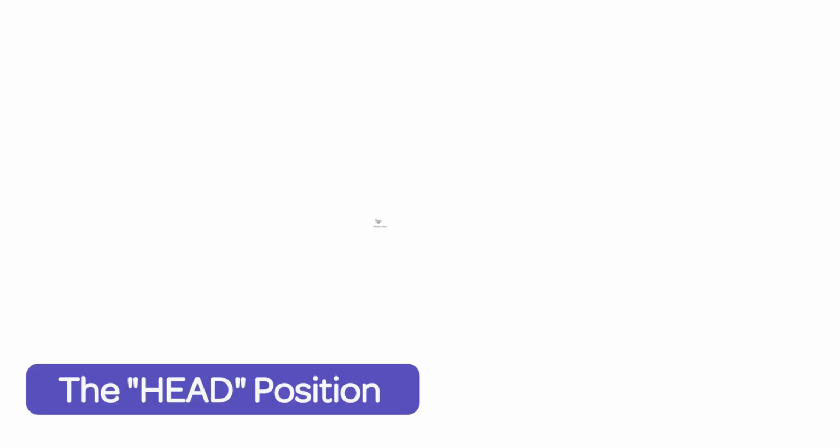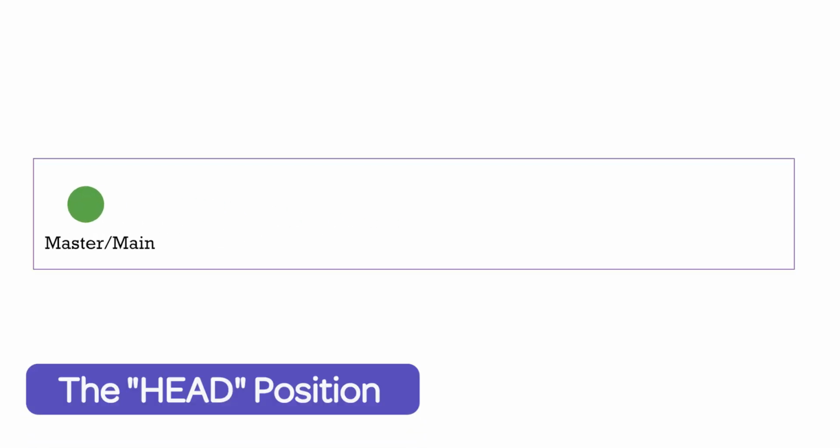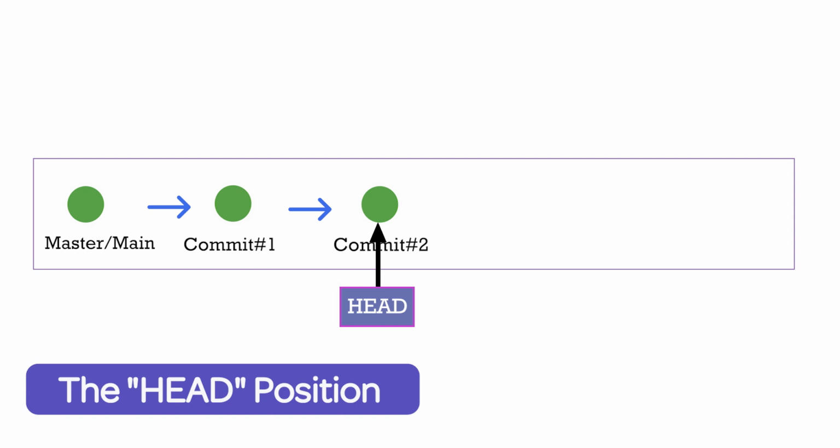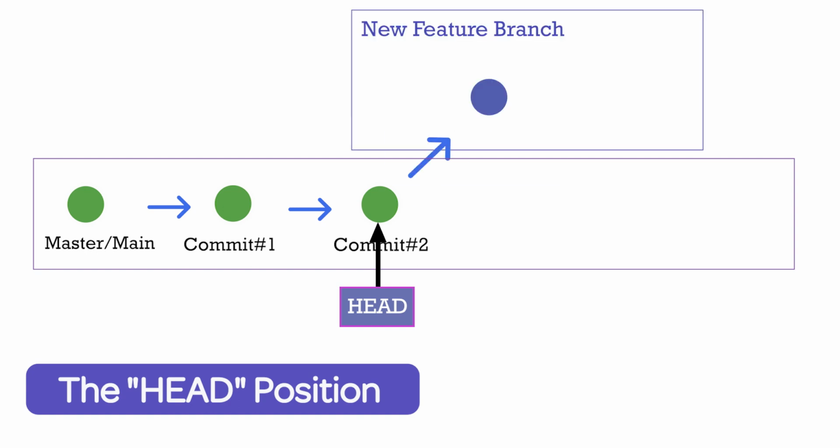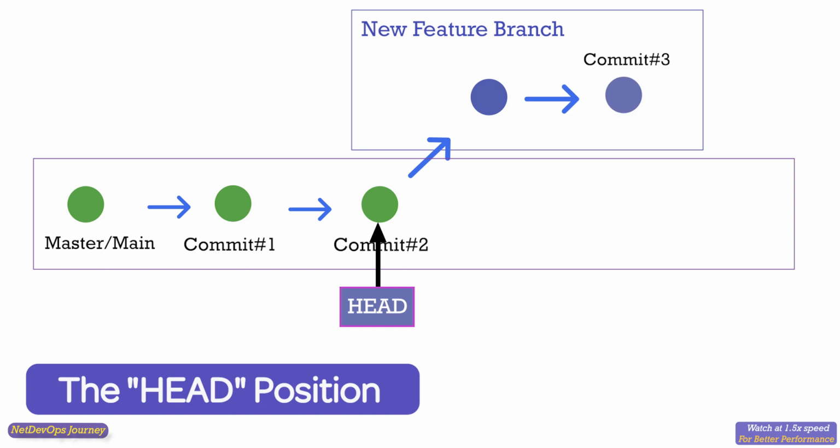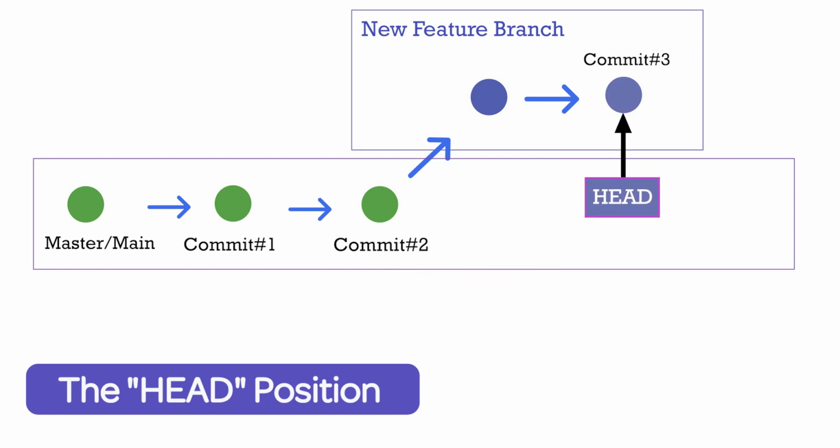Before we start creating a new branch, it's important to understand the location of the head pointer. So we have our main branch. We know the head pointer always points to the last commit in the main branch. When we create a new branch, the head still points to the commit from the main branch because there is no additional commit made from the new branch. It's only when we make new commits from the new branch that the head moves to the new commit, because the commit is not on the main branch anymore.